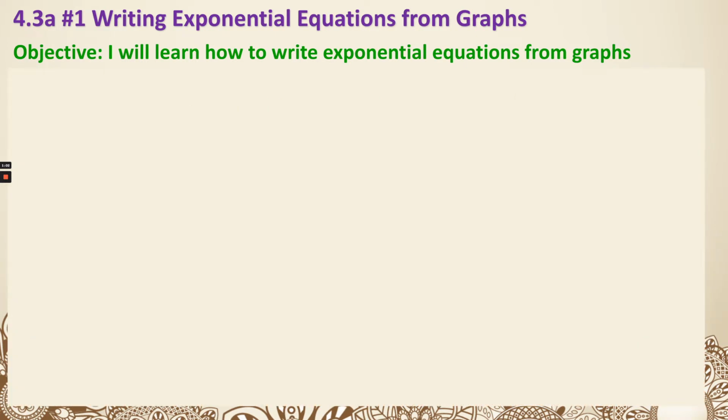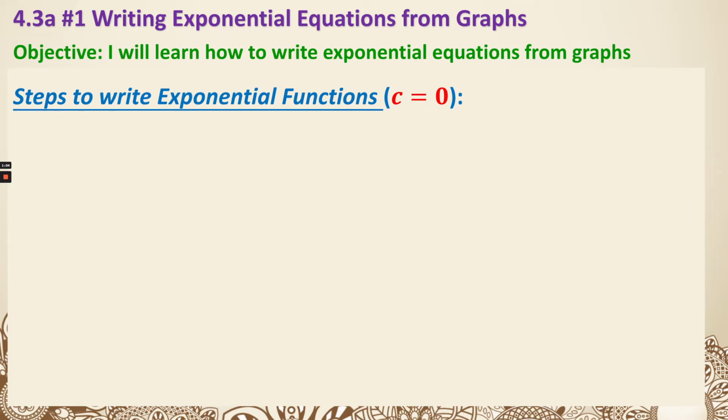So here are the steps. For today's specific lesson, we are going to deal with the situation when c is actually 0, which means the function is going to be like f of x equals a times b to the x power. Because if c is 0, then basically we don't have a number on the end. So let's have a look at some steps with an example.